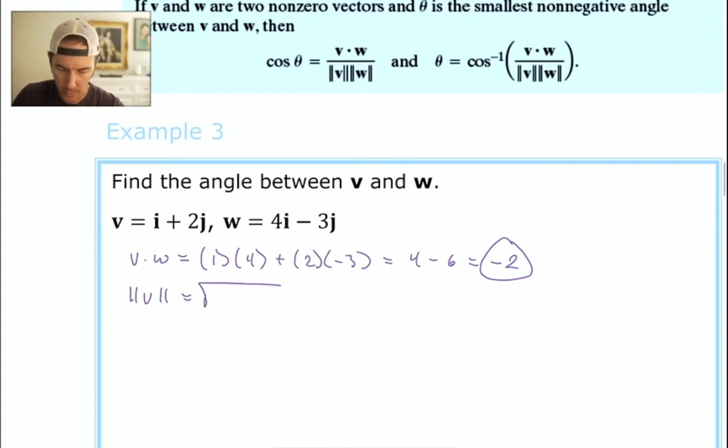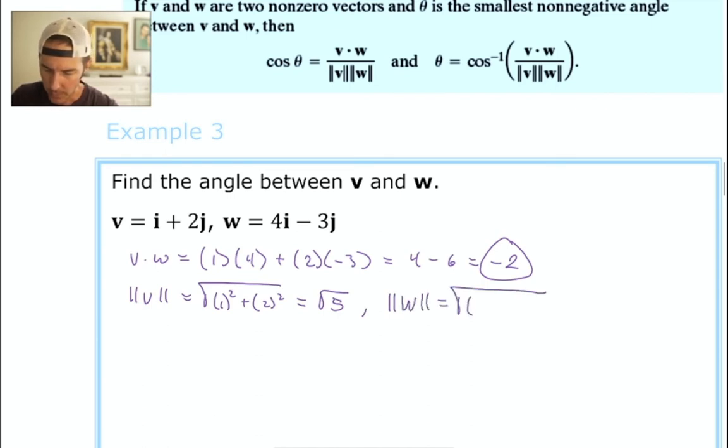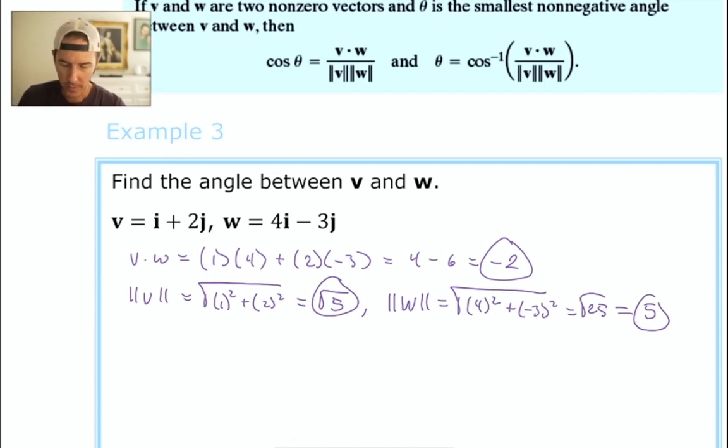That's equal to the square root of 1 squared plus 2 squared, which is equal to the square root of 5. We also need the magnitude of W, which is equal to the square root of 4 squared plus negative 3 squared, which is equal to the square root of 25, which is equal to 5. So these are the three components that we need to go into our inverse cosine function.